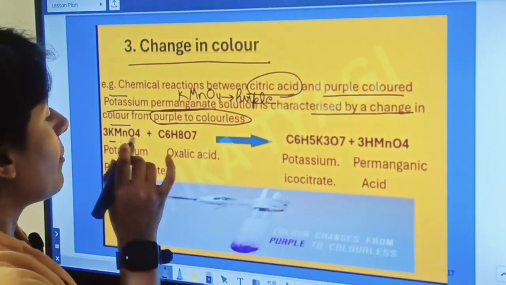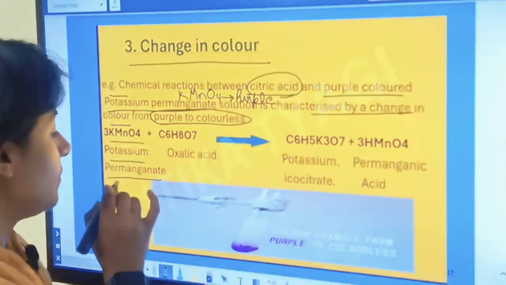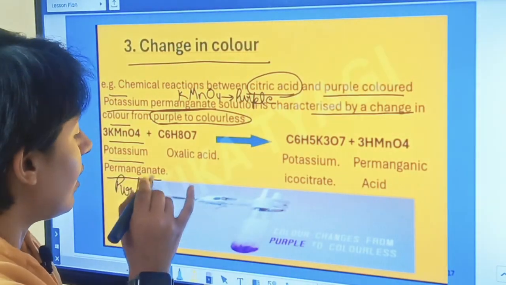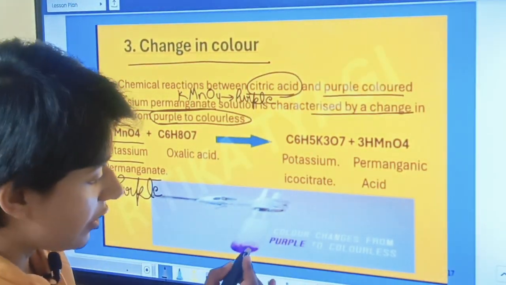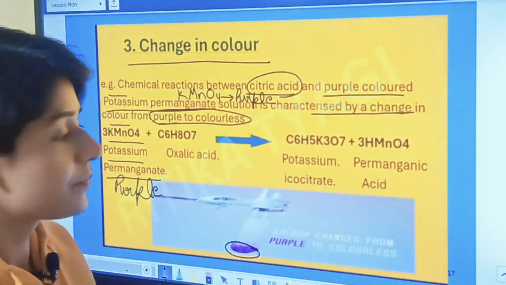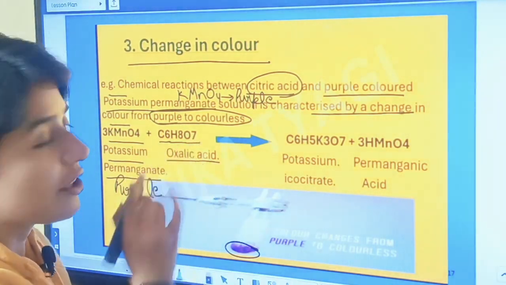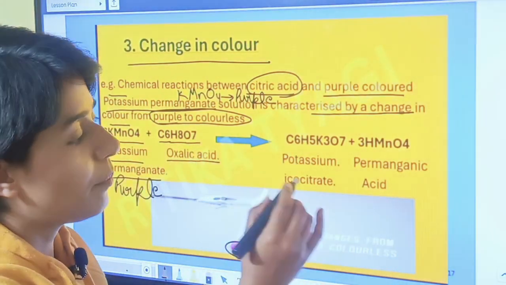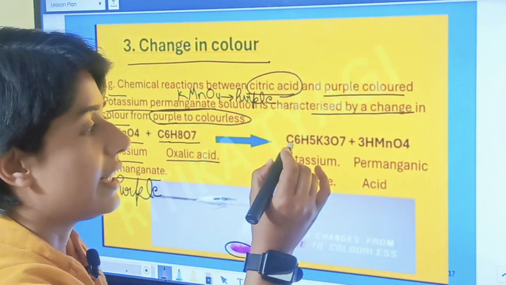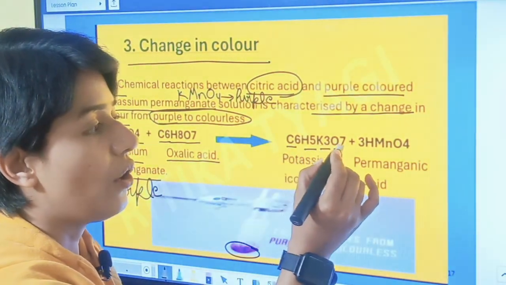Here it is shown KMnO4, potassium permanganate. It is purple in color, as shown. When we add citric acid, formula C6H8O7, then it forms potassium citrate, that is C6H5K3O7.